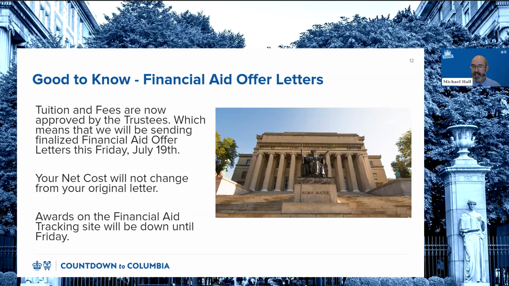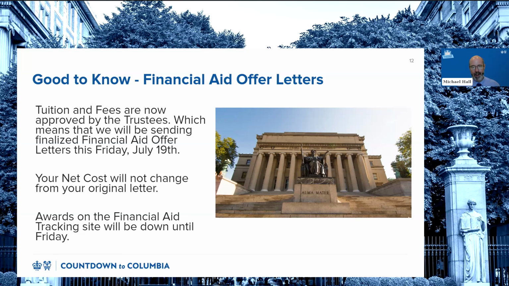Now, if you applied early decision, your letter said this financial aid offer is based off our 23-24 costs. And the trustees did raise tuition and fees a little bit since last year. So what does that mean? Well, tuition and fees went up, but because we meet full financial need, your grants are going to go up by the difference in tuition and fees that the trustees approved. So again, this is where your net cost will not change.